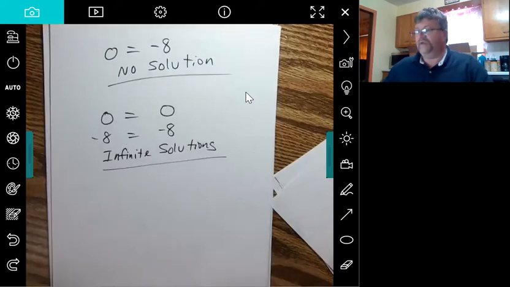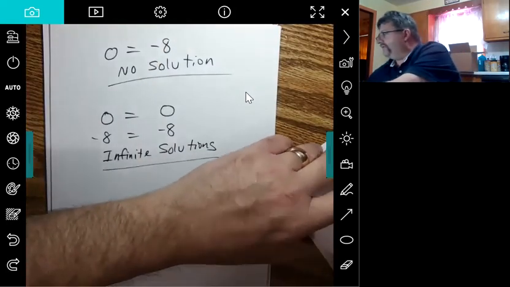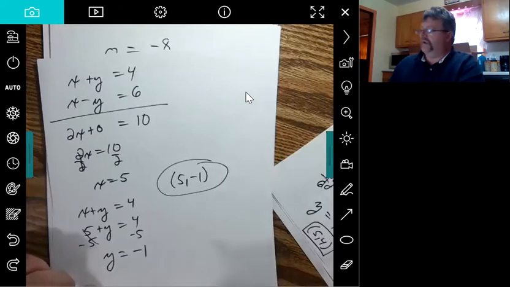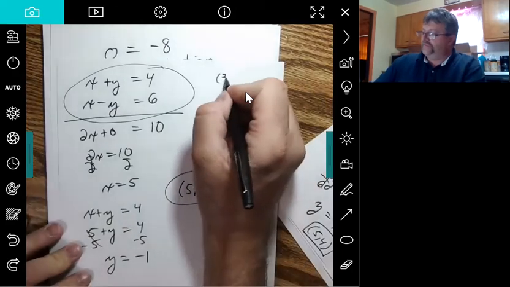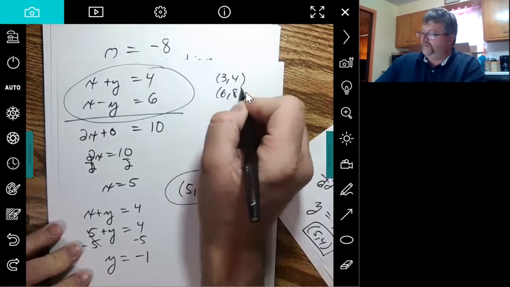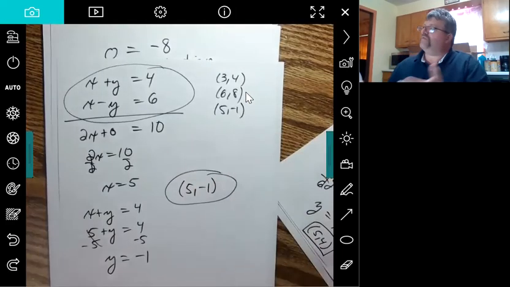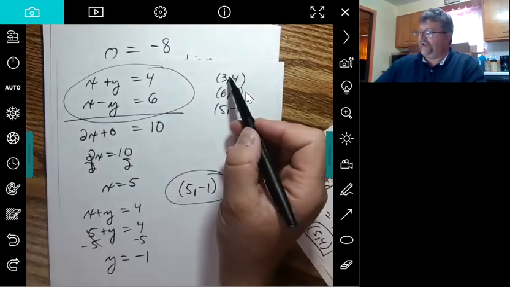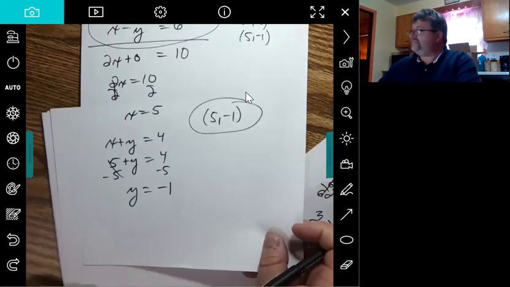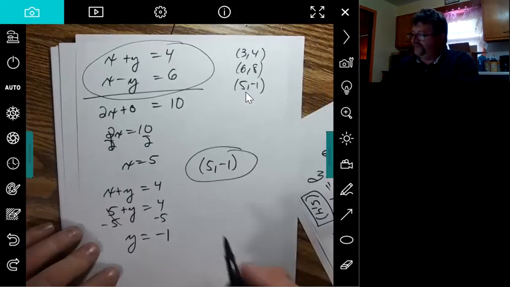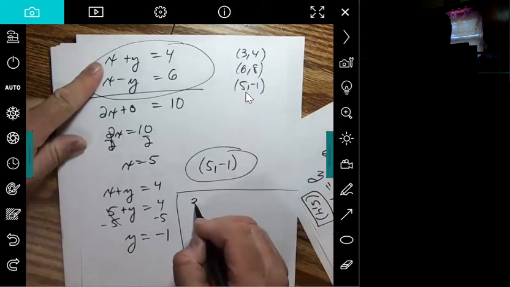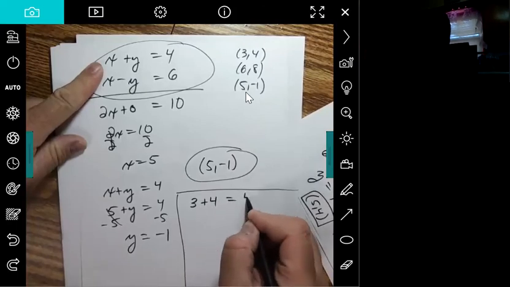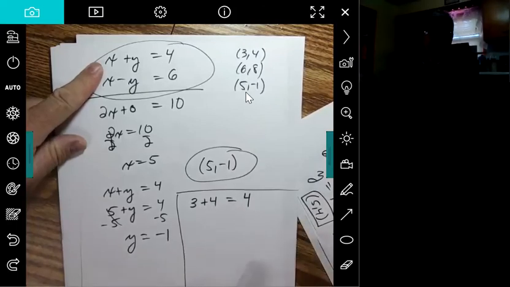Well, you just test it out. I mean, if we were given this last problem, and we were just told, here are your choices: (3, 4), (6, 8), and (5, -1). Which one of those works? Well, you just try it out. You say, okay, I'll grab (3, 4), and I'll try it up here. If x is 3 and y is 4, my first equation says 3 plus 4 has to equal 4. I can immediately say that's no good because it fails.